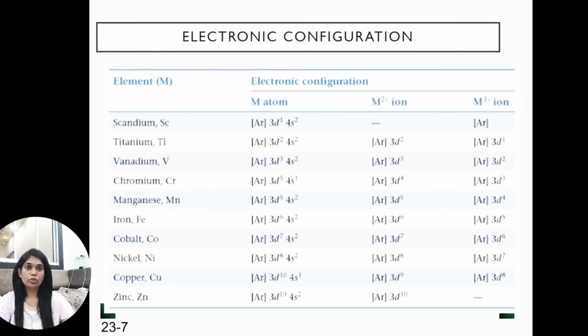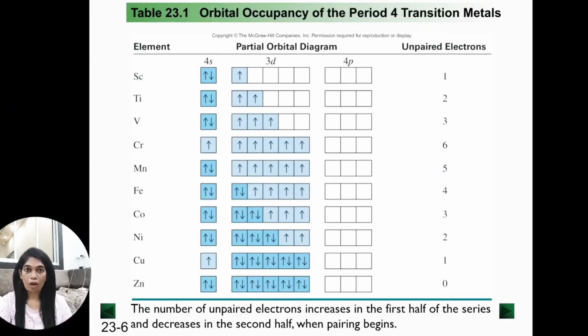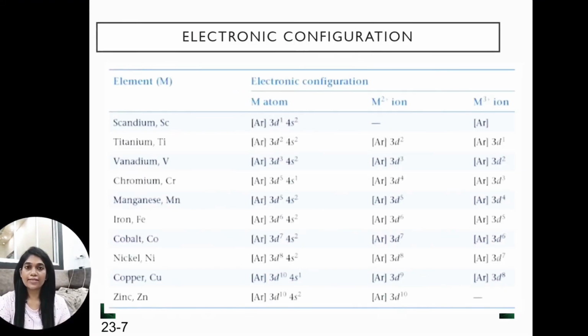Now let's move towards the electronic configuration of the first transition series, that is the 3d series. The first transition series contains scandium, titanium, vanadium, chromium, manganese, iron, cobalt, nickel, copper and zinc. Their atomic numbers start from 21 up to 30. They are a total of 10 elements in the first transition series. The electronic configuration of scandium is 3d1 4s2. So 4s2 is almost common for all elements.